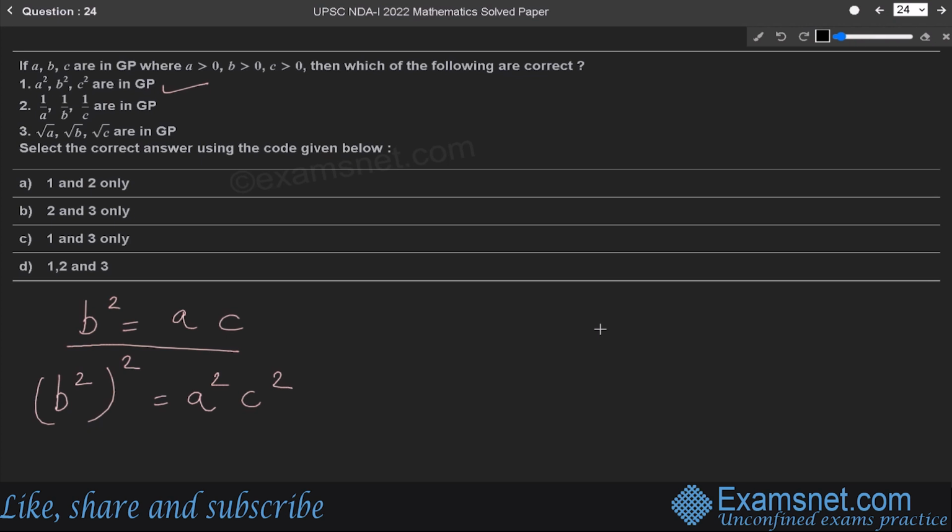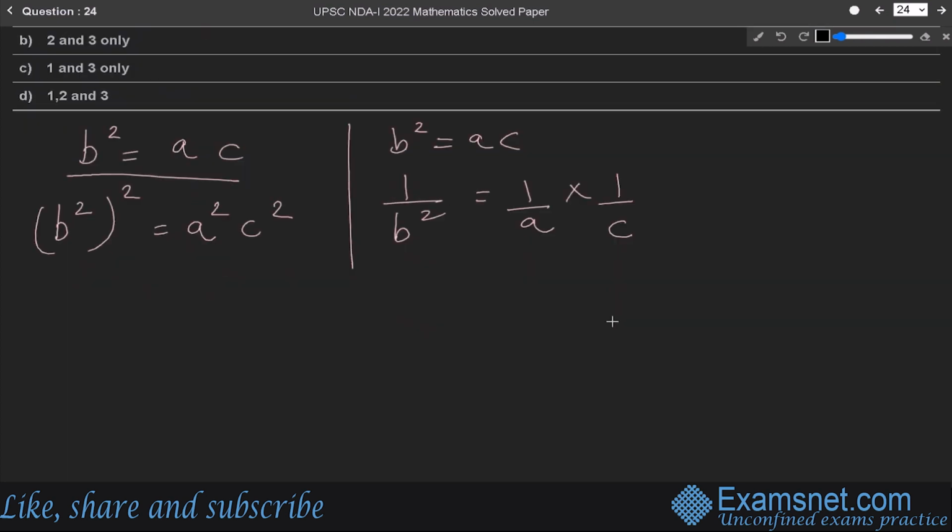Now for the second statement, taking the reciprocal of B square is equal to AC, we get 1 upon B square is equal to 1 upon A into 1 upon C. Now further I can write it as 1 upon B whole square is equal to 1 upon A into 1 upon C. Here also it is in the same form, which is B square is equal to AC. Therefore option 2 is also correct.